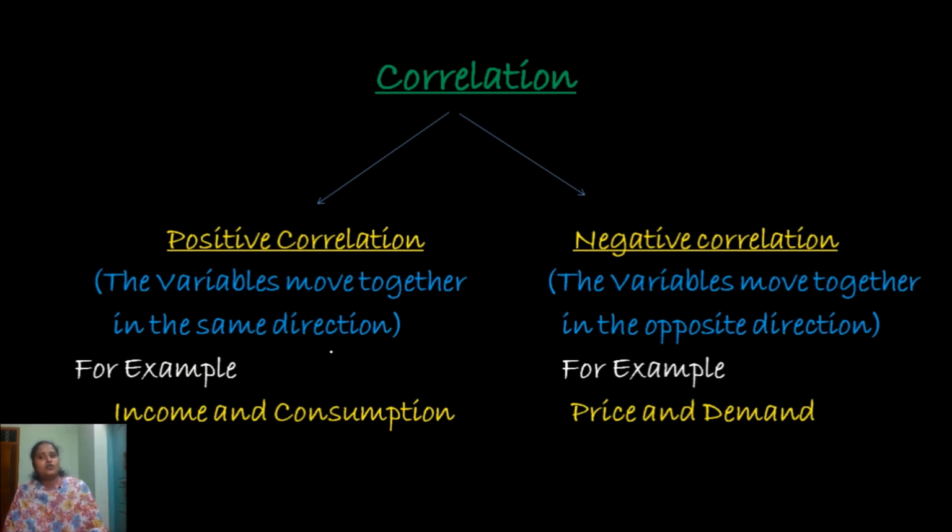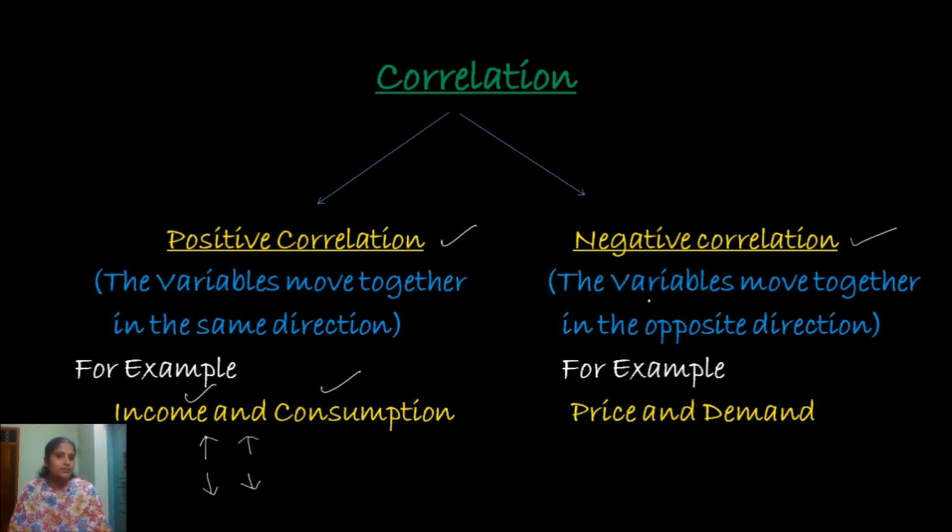So correlation is of two types, positive correlation and negative correlation. If the variables move together in the same direction, then we say there exists a positive correlation between them. For example, income and consumption. If income increases, definitely the consumption increases. If the income decreases, definitely the consumption also decreases. Here, both of the variables move together in the same direction. It's a positive correlation between income and consumption since they move together in the same direction.